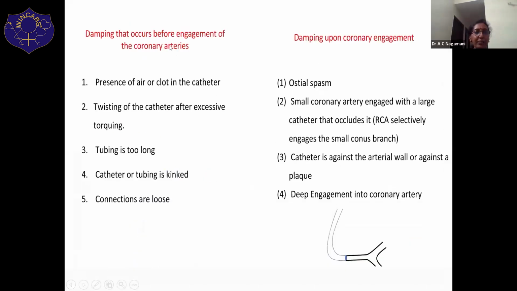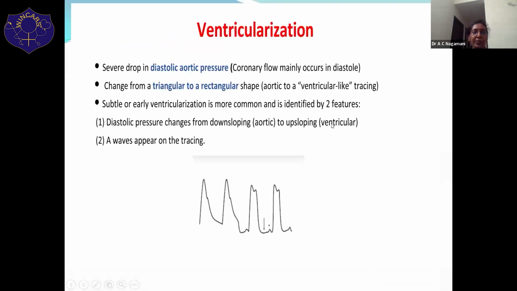So if damping occurs before you engage or cannulate the catheter, what should you suspect? Either there is air or clot in the catheter, or the catheter is kinked, or the tube is kinked, or the tubing is too long, or connections are loose. Suppose after cannulation you notice damping, what are you going to suspect? It is either ostial spasm, or the catheter is against the arterial wall, or it is deeply engaged, or the catheter may be larger and the coronary artery is smaller, so it is occluding the vessel. These are the possibilities.